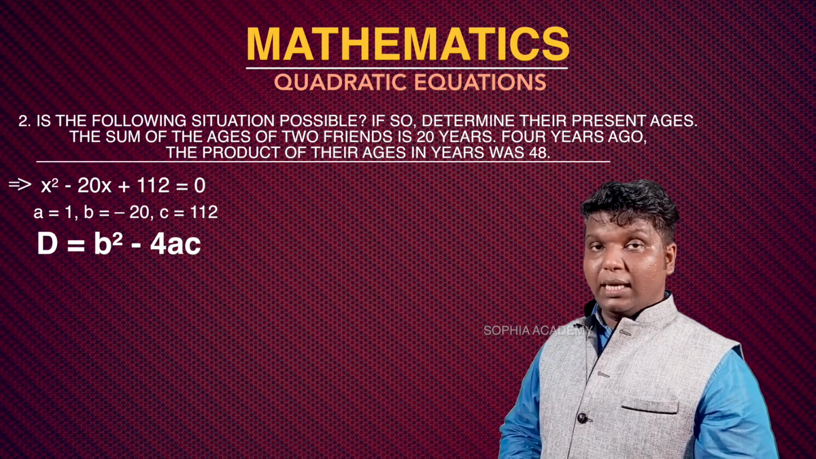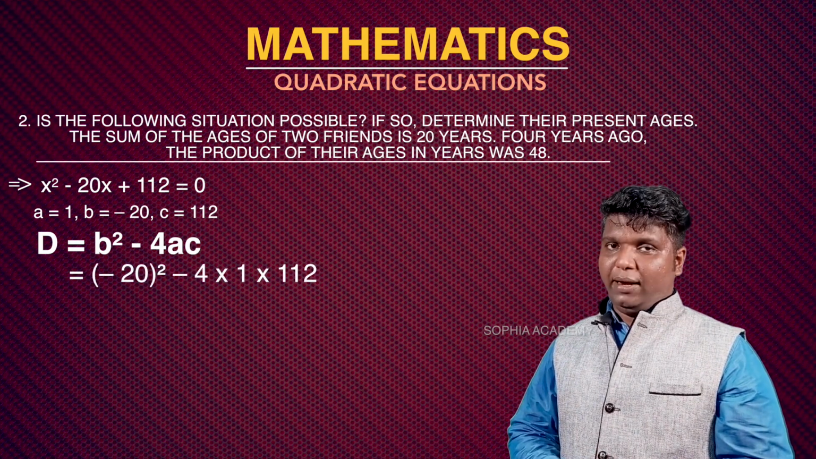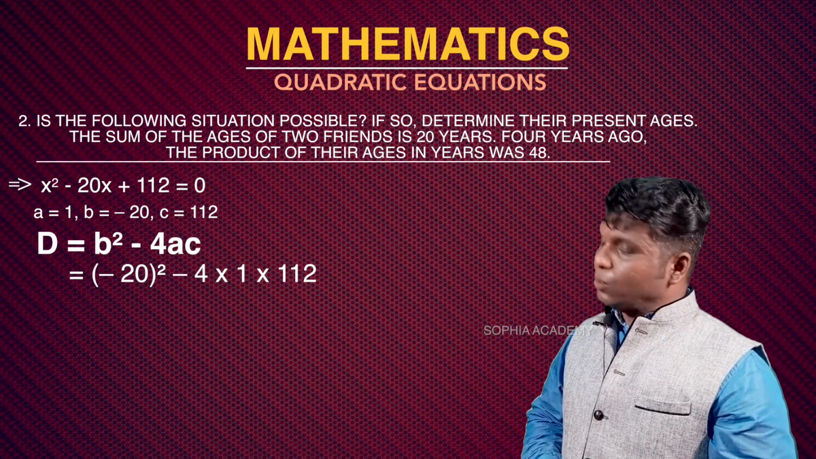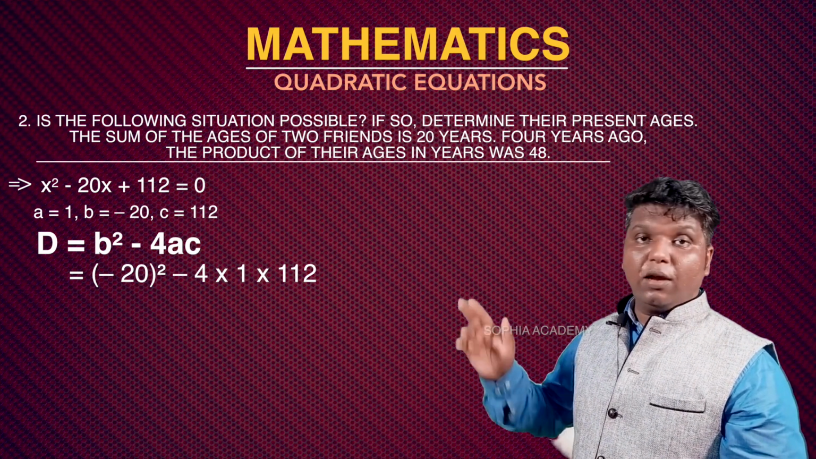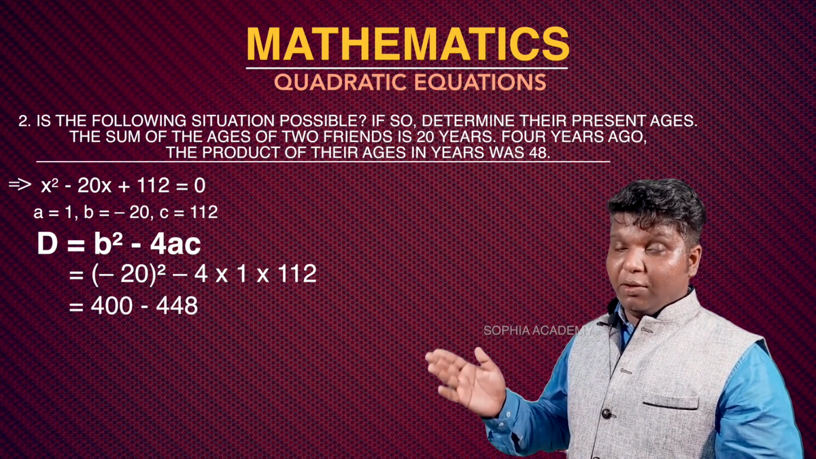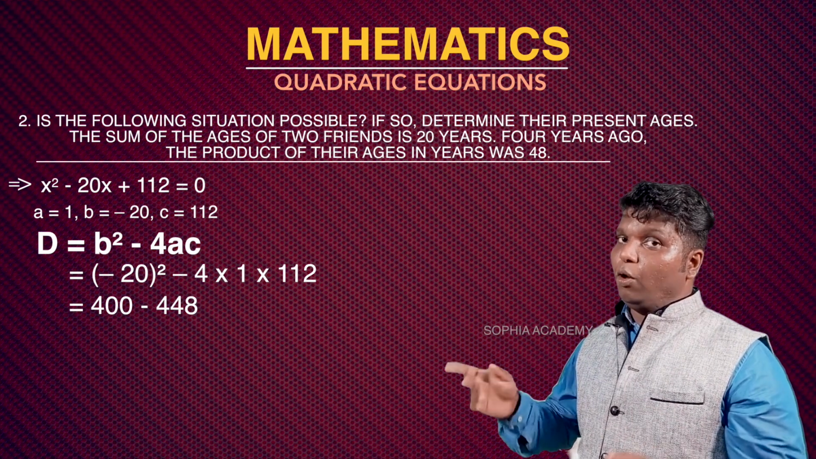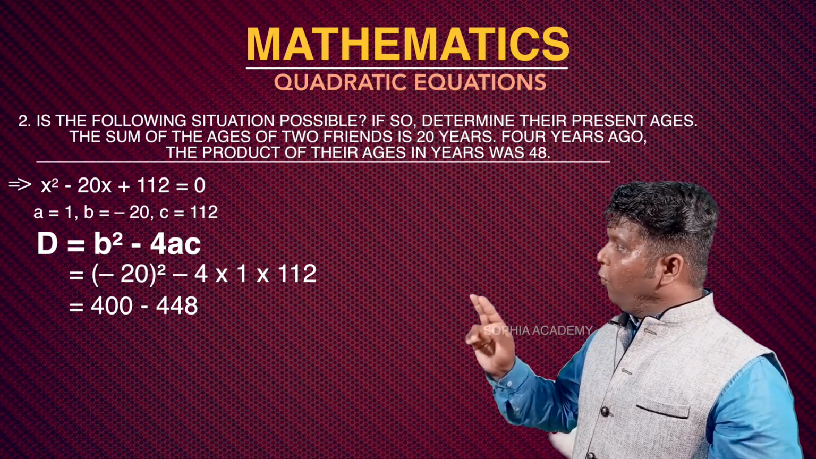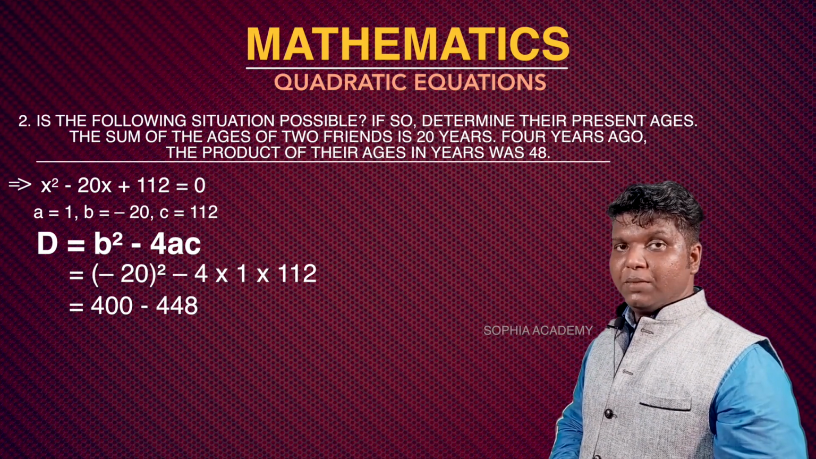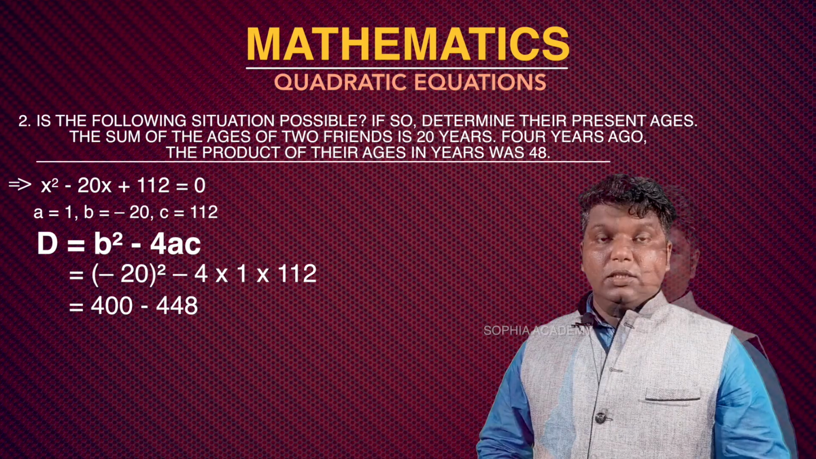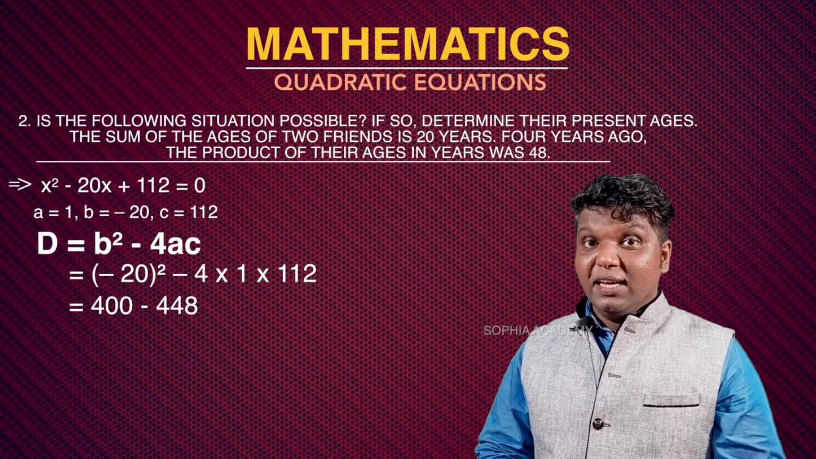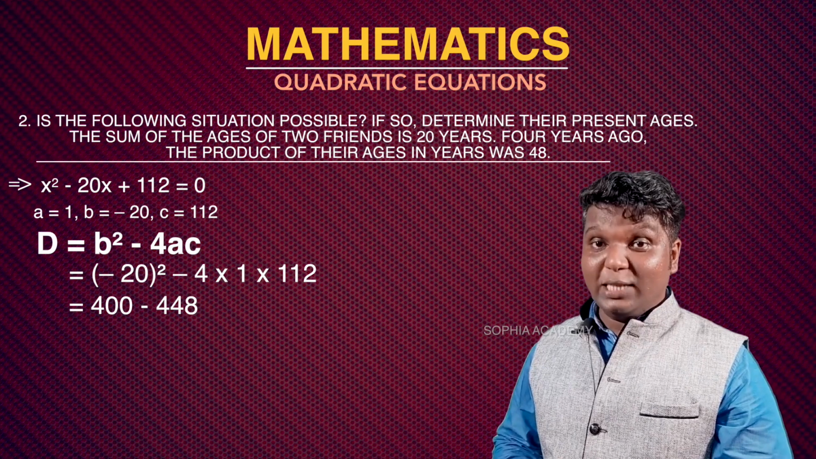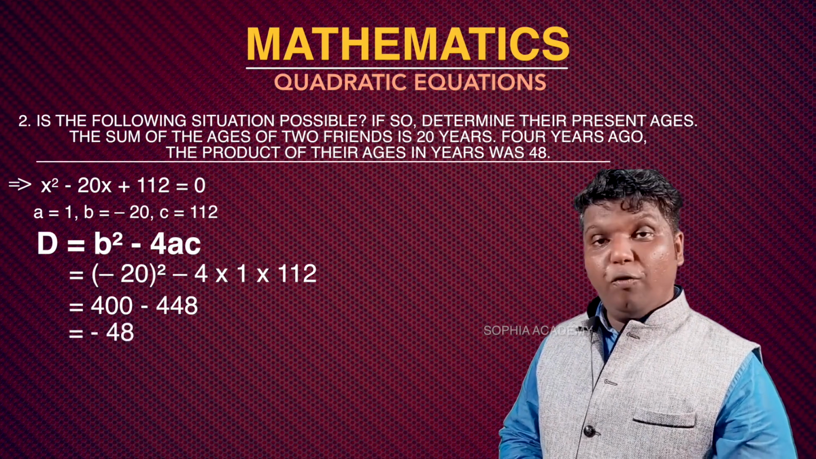By substituting the values, you will get it as (minus 20) square minus 4 into 1 into 112. What is the square of 20? It is 400. Even though it is minus, the square of a negative number will always be a positive number. We already know that, right? So 400 minus 4 into 1 into 112. How much? It is 448. So 400 minus 448 means a smaller number minus a bigger number. Definitely it will be a negative number. You will get the answer as minus 48.